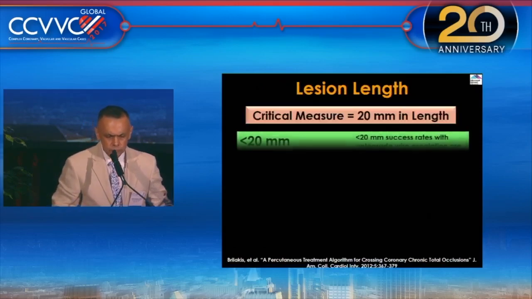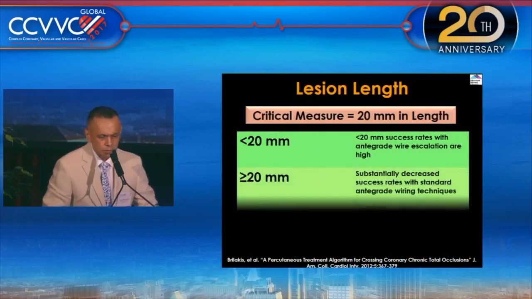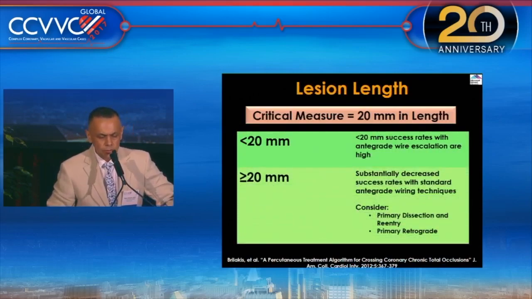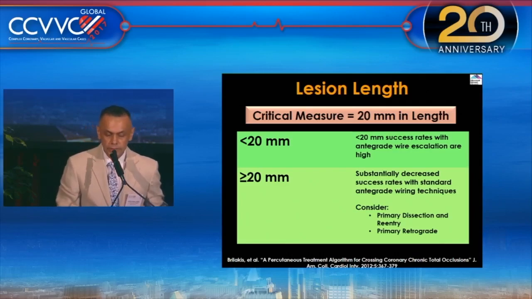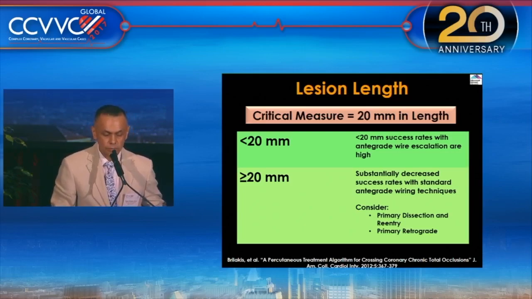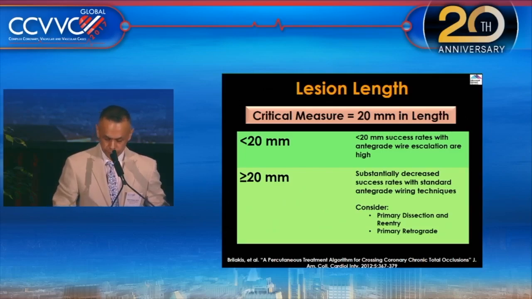complete perfusion. When you treat a CTO, the critical measure is 20 millimeters. Why? Because with less than 20 millimeters, the success rates are way higher. With more than 20 millimeters, the success decreases substantially, and you have to consider the retrograde technique and dissection and reentry.